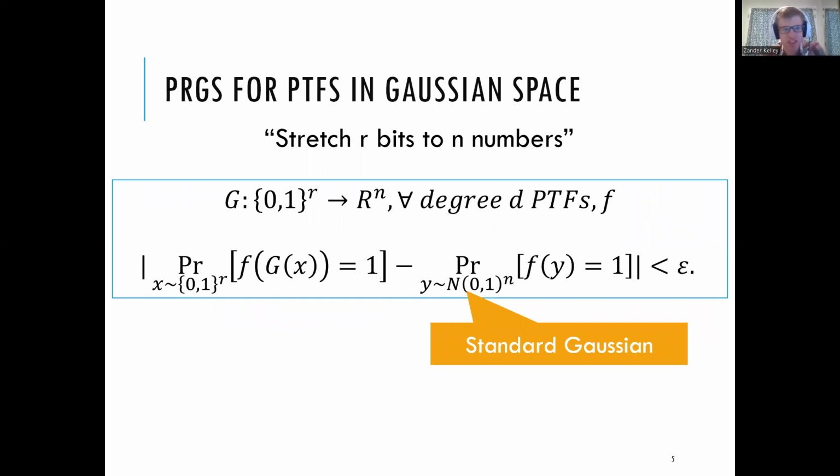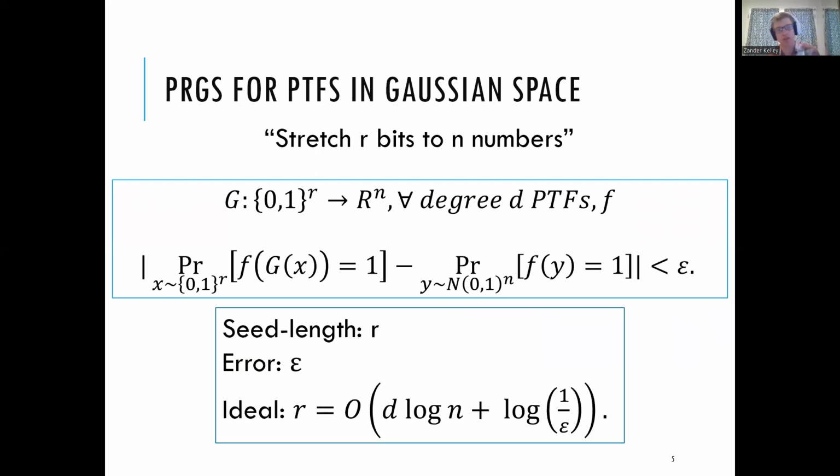Okay, so what is a PRG in the Gaussian setting? The most basic thing it does is it's a fixed mapping that stretches r bits to n numbers. More specifically, you have a budget of r random bits, and you want a deterministic map which takes these bits and outputs a distribution over R^n, which is indistinguishable from a standard multivariate Gaussian, at least in the eyes of a low degree polynomial threshold function.